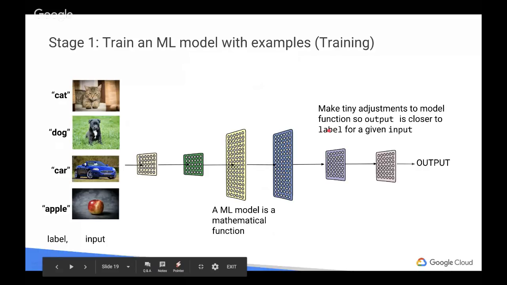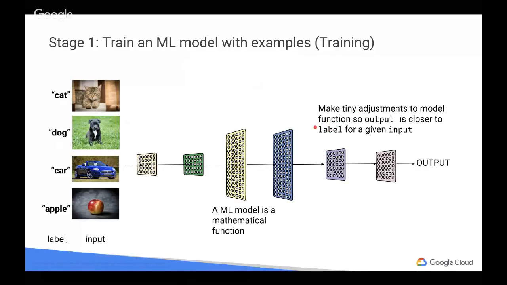It makes tiny adjustments to the parameters of the function so that the difference between predicted output and actual output is close to zero. That is what training means. We are training this machine learning model by giving it the input and the corresponding output, and we are making it learn. So this is the training.